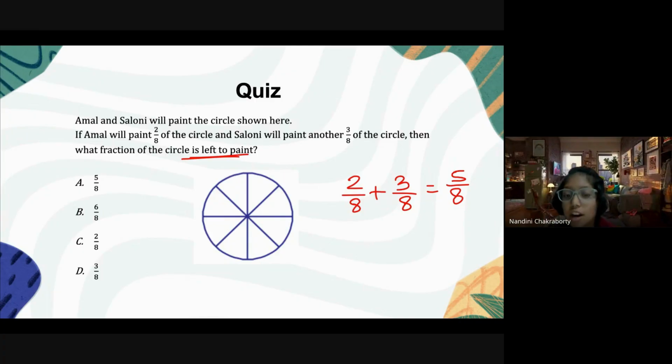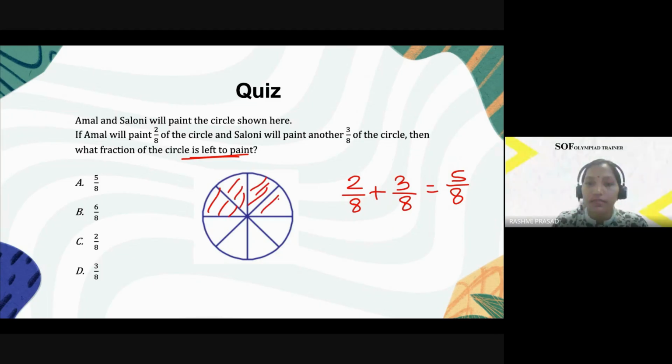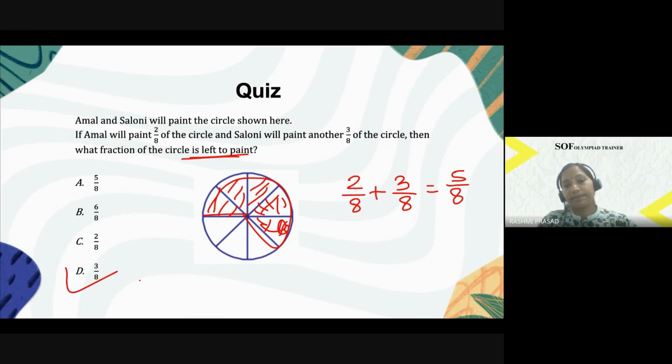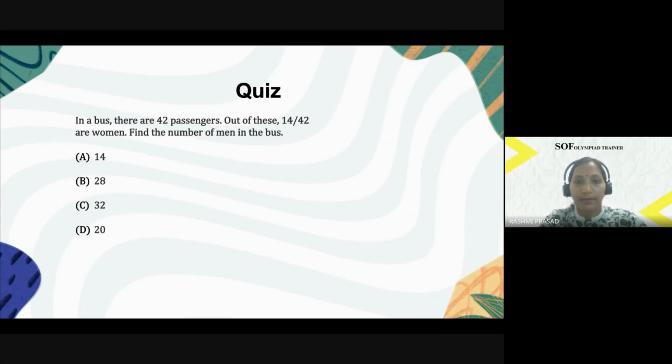What will be your answer? This is shaded, so let me shade. So this is four. Yes, 3. These all are shaded, only 3 will be left, right? Yes, so ma'am, the correct answer is D. So those who have mentioned D, it's absolutely correct. Okay, last question of this class, guys.